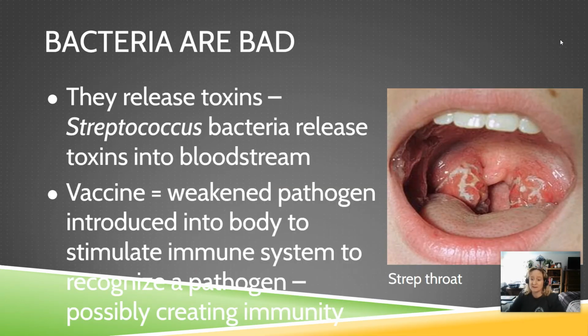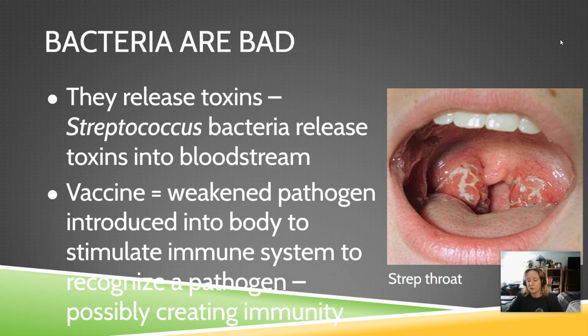Other bacteria release toxins. So Streptococcus, if you've ever had strep throat, it can release toxins in your bloodstream. That picture is of a person's throat that has strep. So when the doctor looks into your throat, they're looking for something like that, or white spots in the back of your throat. Now, not everybody reacts exactly the same to strep, so it might not always look the same.